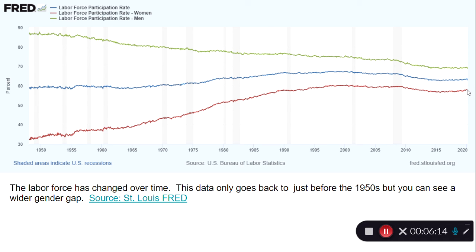So who is in your labor force changes over time, and what percentage of the labor force is participating changes over time.